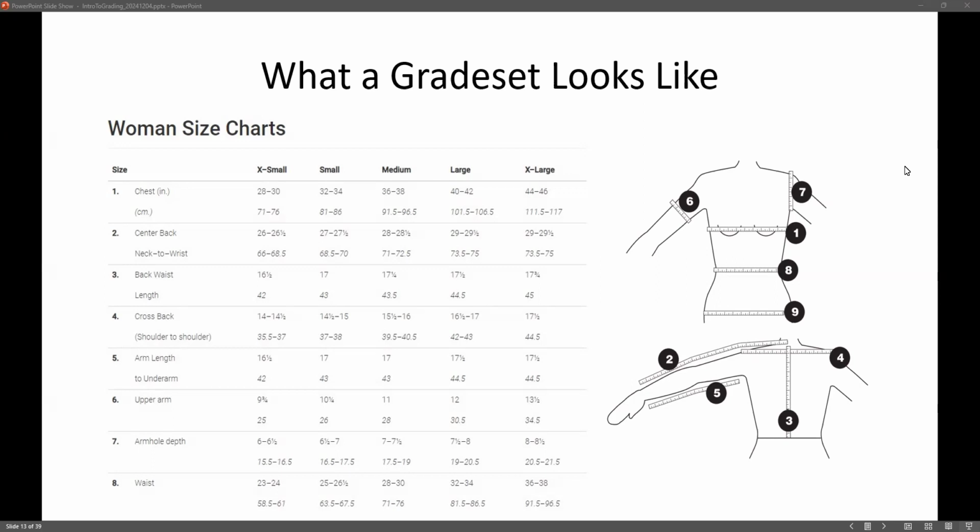So that's your wingspan. Number 3 is your back waist length. Number 4 is your cross back shoulder to shoulder measurement. Number 5 is your arm length, underarm to wrist. Number 6 is your upper arm circumference. Number 7 is your armhole depth. Number 8 is your waist circumference, right? These are body measurements. This is one example of a grade set.